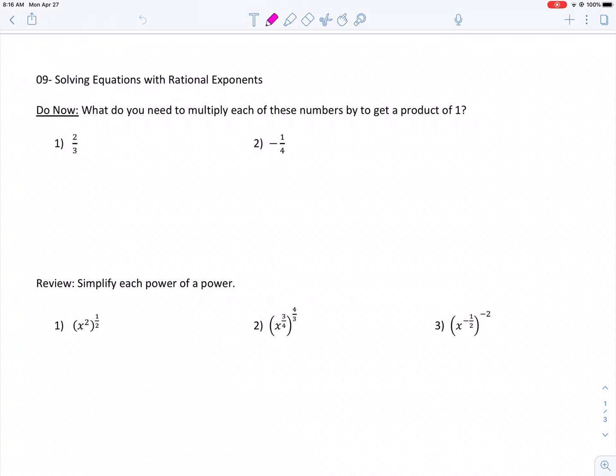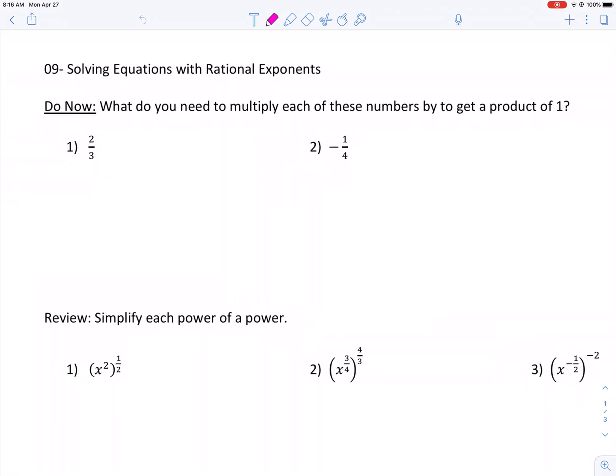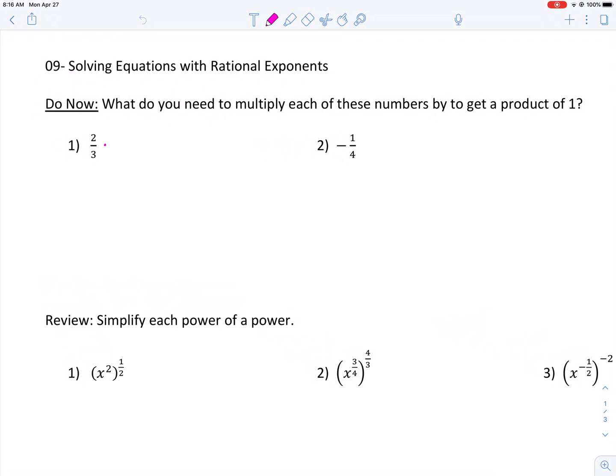Good morning, everybody. Today we are going to continue with exponentials and we're going to be solving equations with rational exponents. So in the do now, which seems weird, they're asking you, what do you need to multiply each of these numbers by to get a product of 1? In other words, you need to multiply this by something to get an answer of 1.